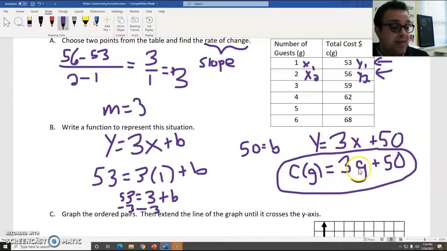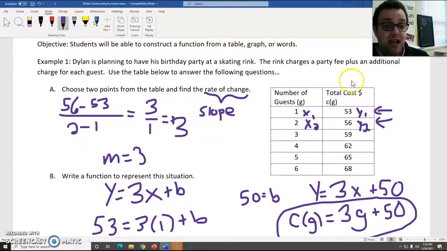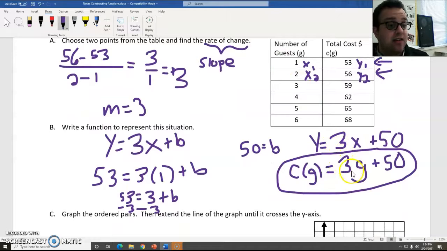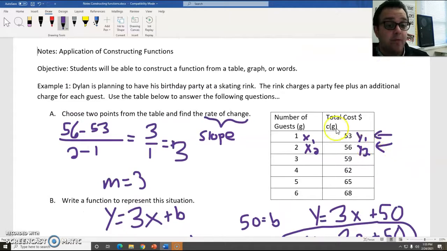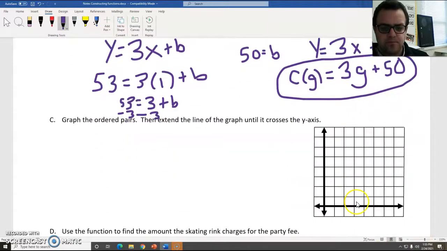That slope, as our guests change, right, here's our variable for guest, as that changes, we're charging $3 more every time we get an additional guest. So the cost for each guest is $3. Your y-intercept, that b value we just found, is 50. That's sort of like your upfront cost, right? What does it cost up front, okay?